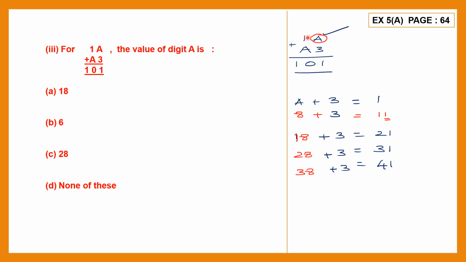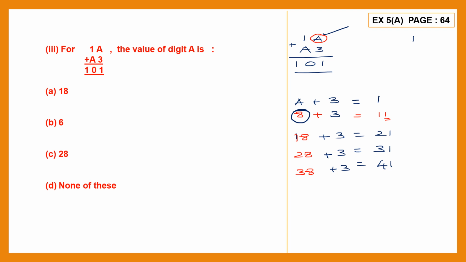But here we don't have place to put a 2-digit number. See, 8, 18, 28, 38. These are all numbers with which I can add 3 and get 1. But here there's no place for a 2-digit number. So the only 1-digit number left is 8. So I can put only 8 in that place. Let me put 8 and see.